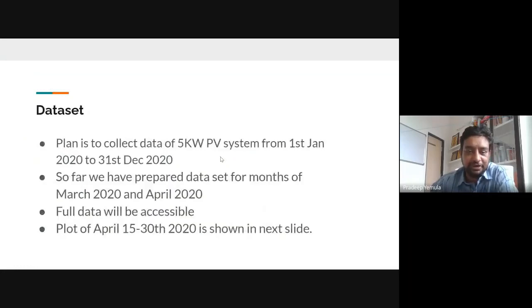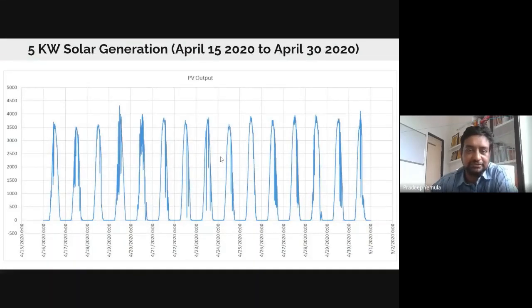Now, if I move forward, we have collected the data and then done a little bit of plotting. Here we can see each one is a daily plot. 5 kilowatt is the maximum capacity, but the peak is only touching about 4 kilowatt. That is normal. Just because you install a 5 kilowatt solar panel, it is not guaranteed that it will generate 5 kilowatt every day. It depends on the time and depends on the sunshine. Sometimes the maximum reached up to 3.5 kilowatt, sometimes it went up to 4 kilowatt. But anyway, you can see the daily pattern of energy being generated.